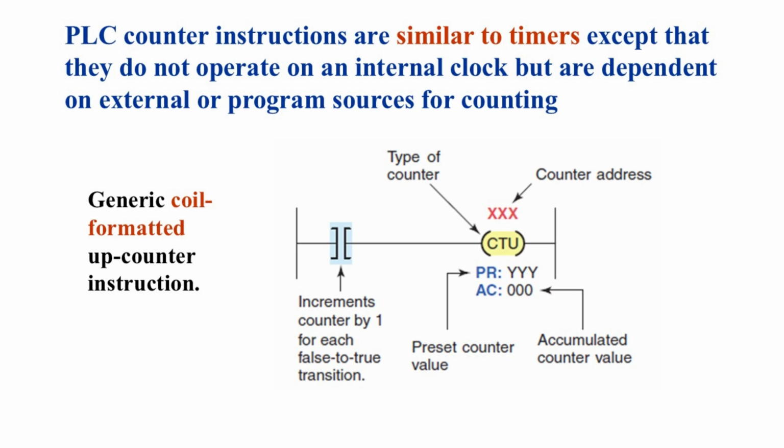This diagram shows a coil-formatted up counter labeled CDU. Each time the input changes from off to on, a false to true transition, the counter adds one count. PR is the preset value, the target number. AC is the accumulated value, the number of counts recorded so far. When both are equal, the counter's done bit turns on, signaling the program to take action.